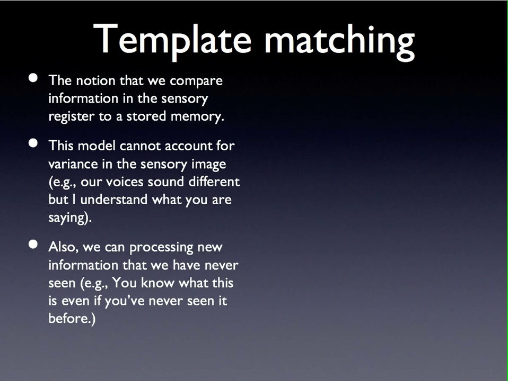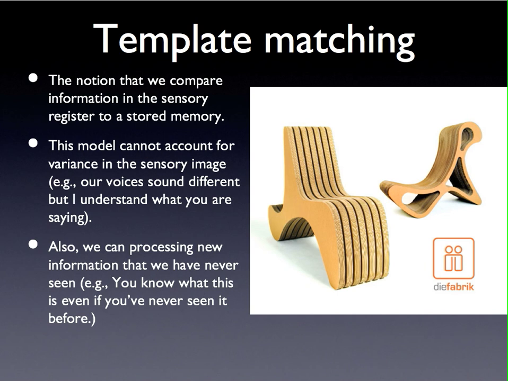So again, you can process information and identify it even though you've never seen it before. For example, you know this is probably a chair. Even though you've never seen it before, it's a very unusual chair, but you know that it has enough of the features that you can say, oh, it's got legs, it's clearly a place to sit, they're selling it at a furniture store, so what else could it be?